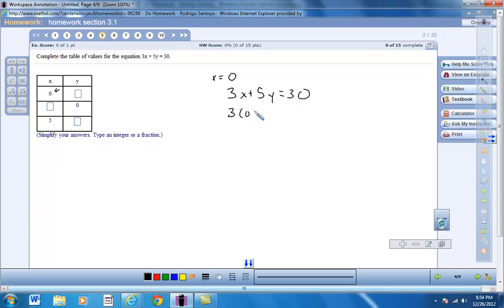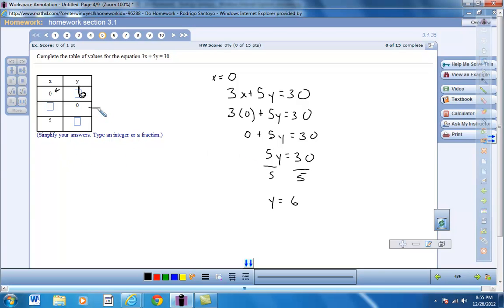3 times 0 plus 5y equals 30. But 3 times 0, we know, is 0, so we get 0 plus 5y equals 30. Well, 0 plus 5y would just be 5y equals 30. And to get y by itself, we divide by 5. Divided by 5, we get y equal to 6. So we'll be able to put 6 in there now. And you'll do the same thing for the rest of them.